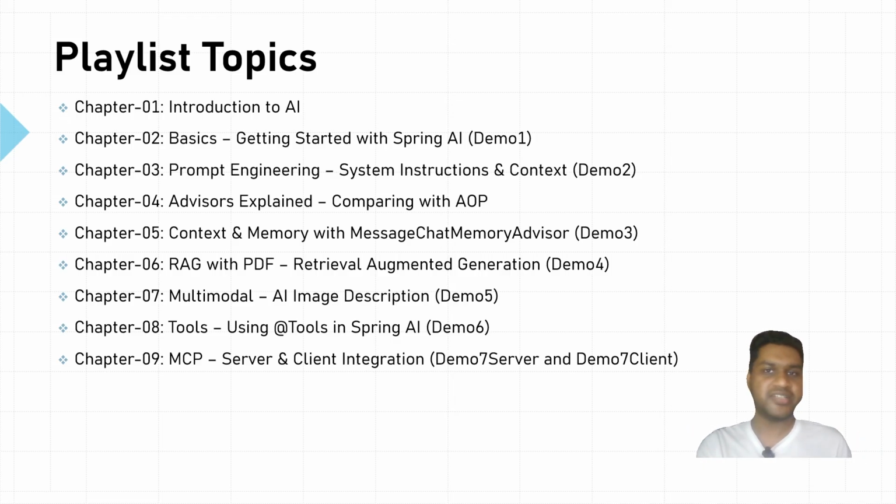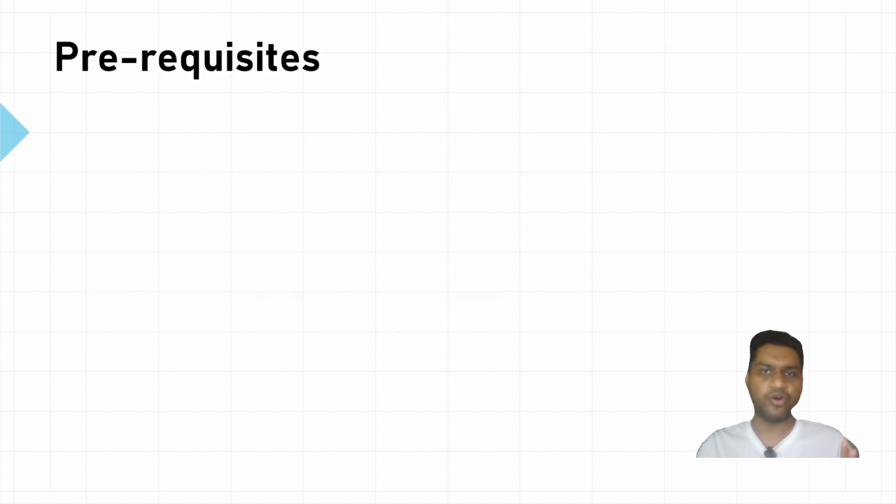Then after this comes the most important part: in order to start with Spring AI and all these chapters, what are the prerequisites? First of all, you don't need to have any knowledge about AI, because that is something I'm going to cover in my first theoretical video. If you have zero knowledge, it's good. If you have some knowledge, then also it is well and good, because you will be able to validate whether whatever I'm telling you is right or wrong.